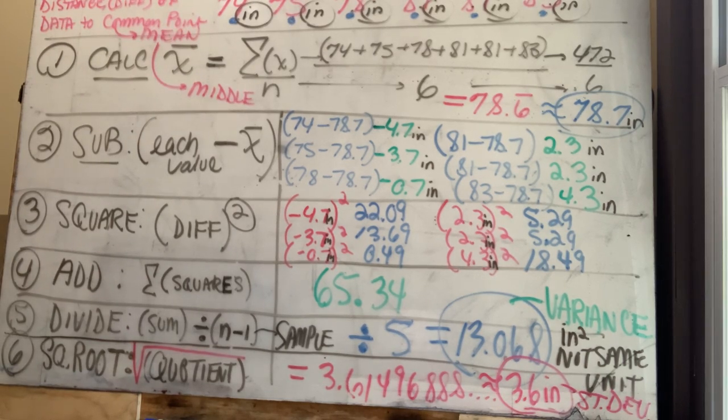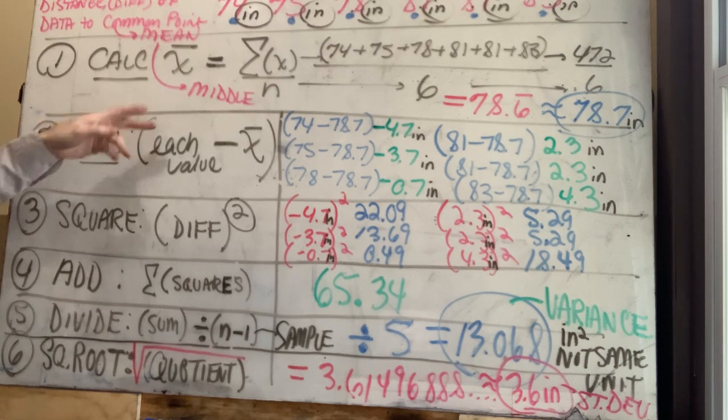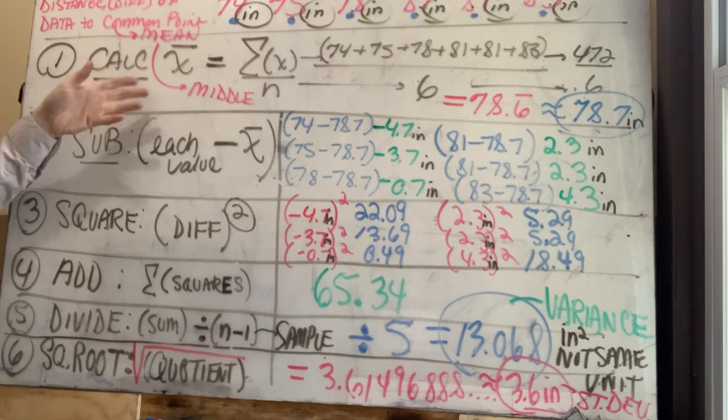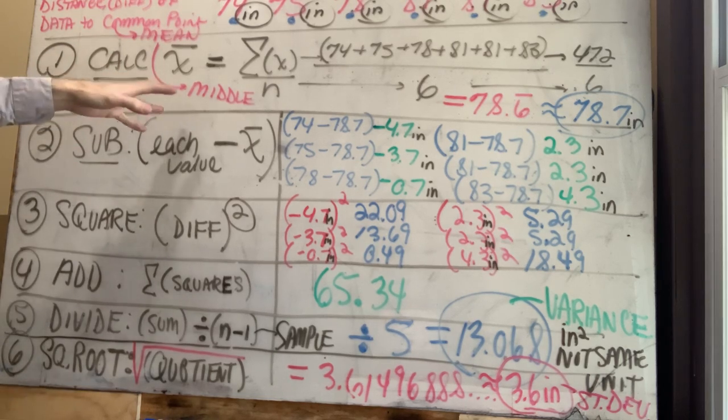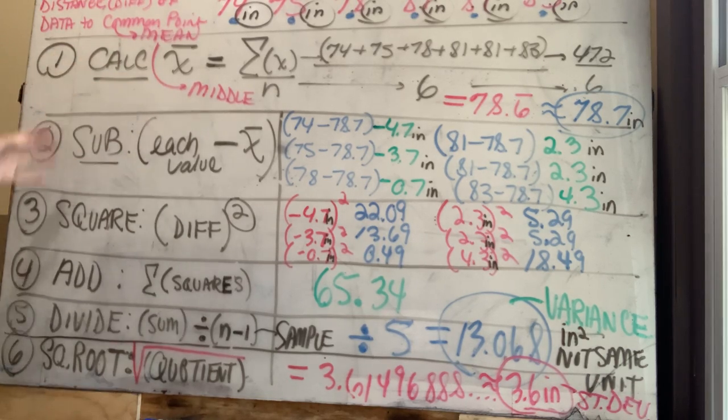Later on, when we get to section 12.5, and I think 12.6 as well, you'll see what the standard deviation is used for, basically to predict where percentages of data would exist.